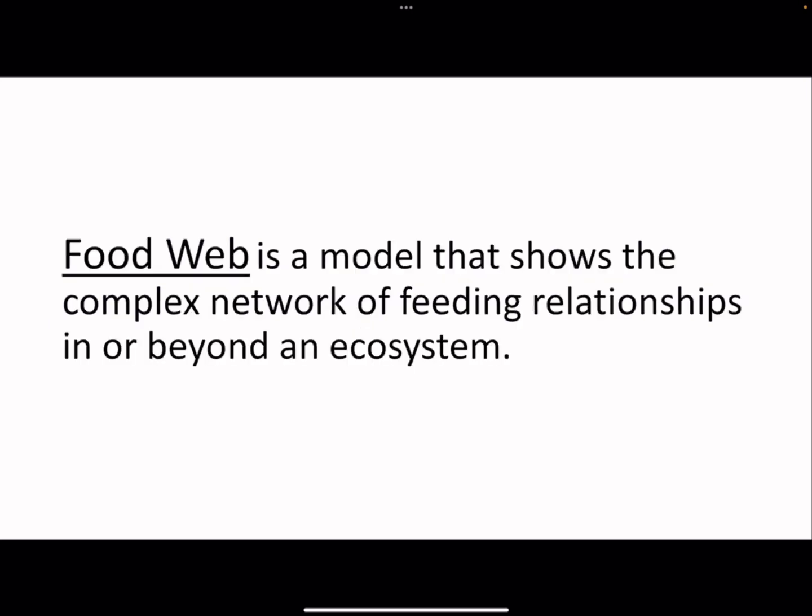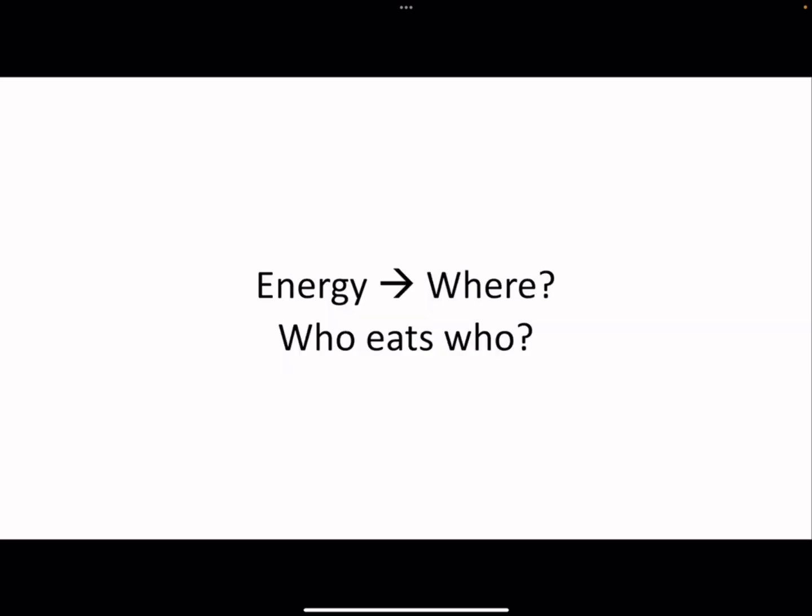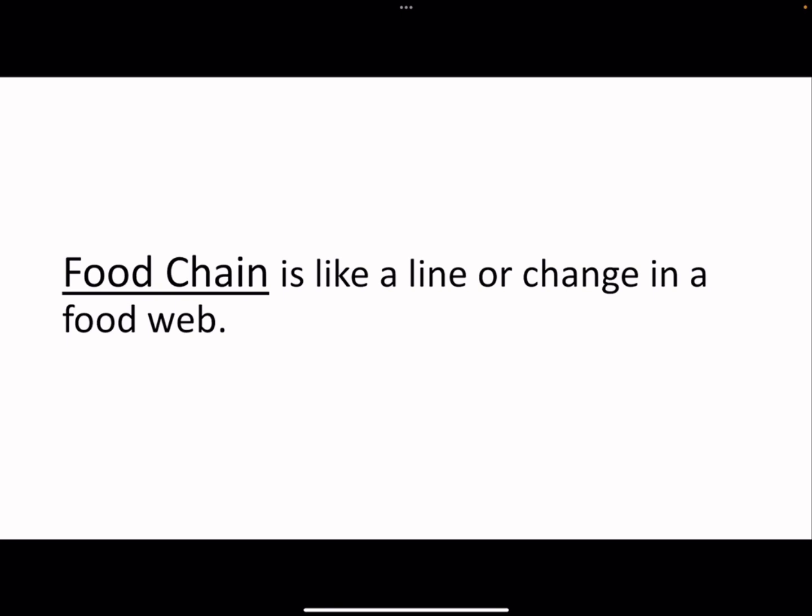Food web is a model that shows the complex network of feeding relationships in or beyond an ecosystem. In short, it is whose energy goes where, who eats who. While food web is a sequence that links species by their feeding relationships, food chain is more like a line or chain in the food web.